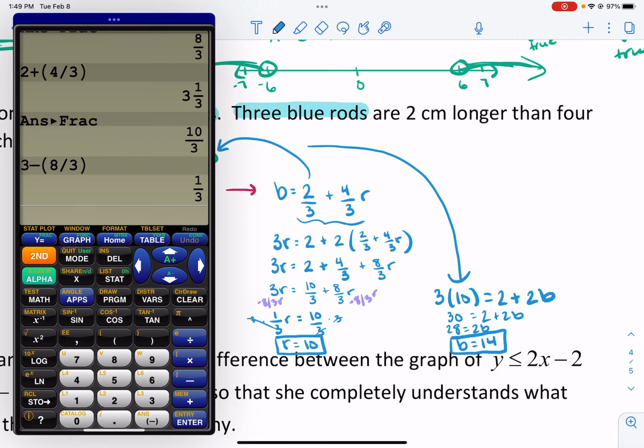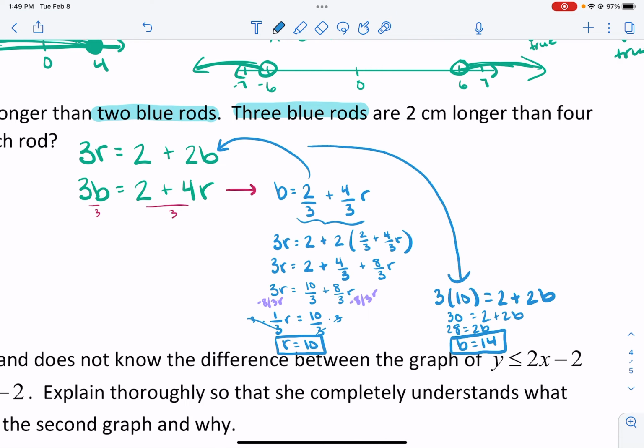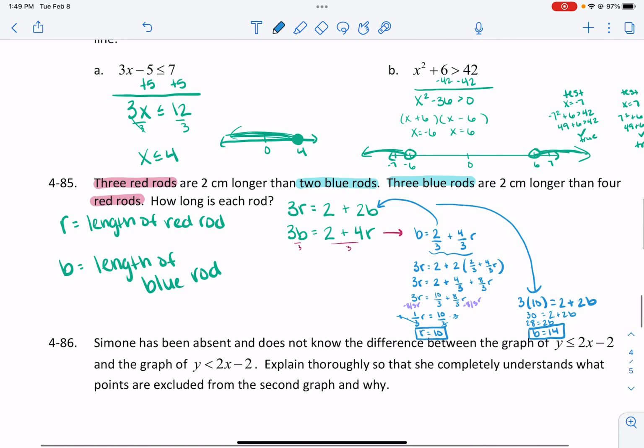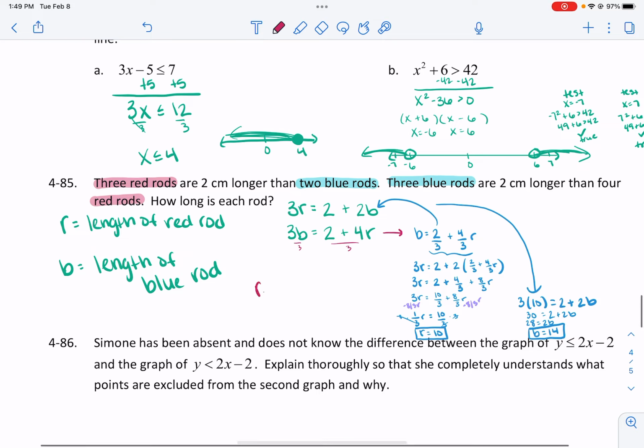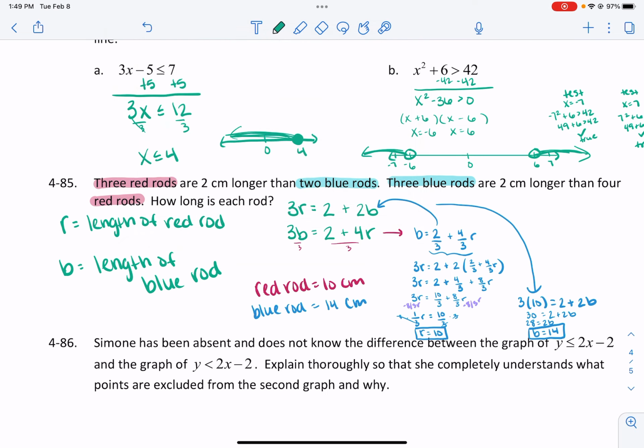Okay, so that tells us that the red rod is 10 centimeters, and the blue rod equals 14 centimeters. There we go.